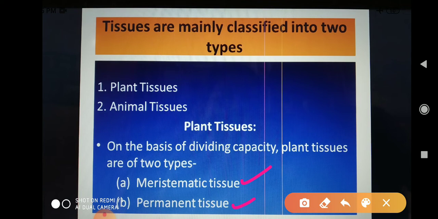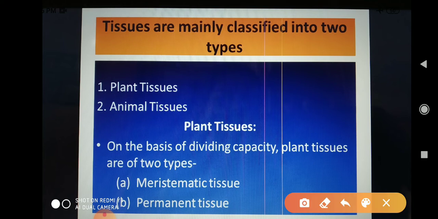On which basis are these of two types? It is on the basis of dividing capacity. It means the meristematic tissue has the capacity of division. They continuously divide and form new tissue. And the permanent tissues are permanent in nature. It means once they are formed, they will perform a particular task, but they do not have the capacity of division. Is it okay?